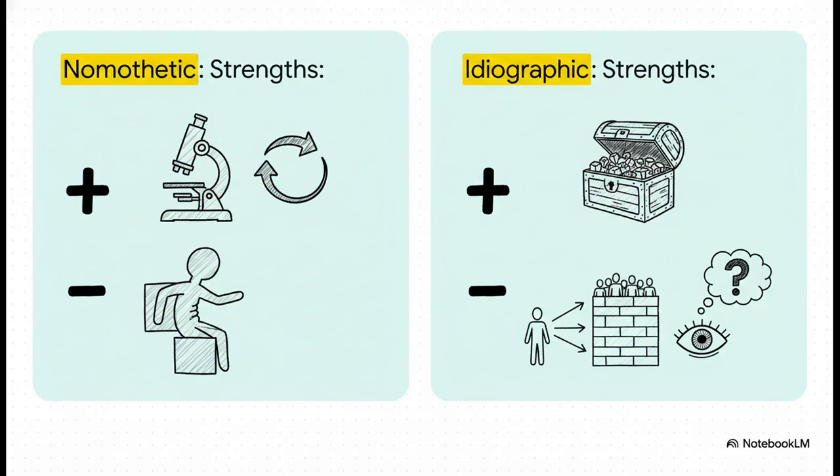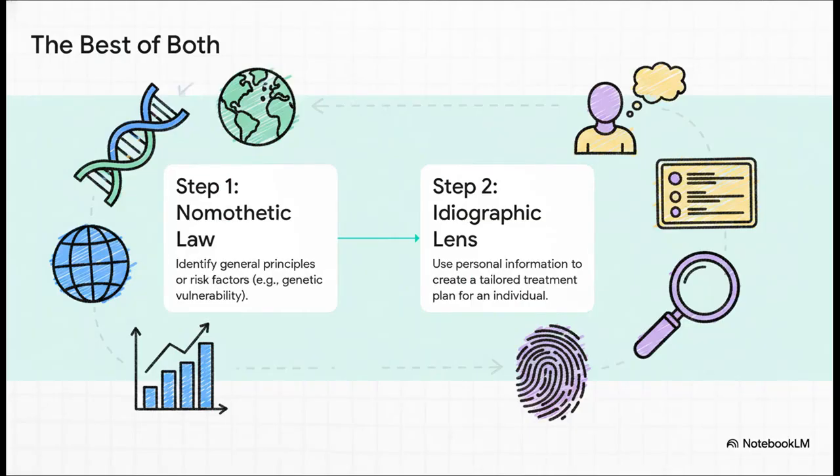Then you have the idiographic side. Its strengths? Amazing, in-depth, rich data that really focuses on the individual. But its weaknesses? It really struggles with generalizability, and let's be honest, it can often be seen as unscientific and too subjective. So, who wins the debate?